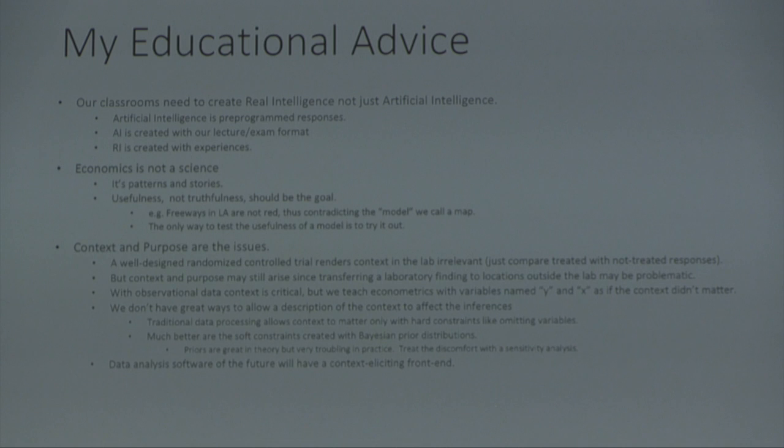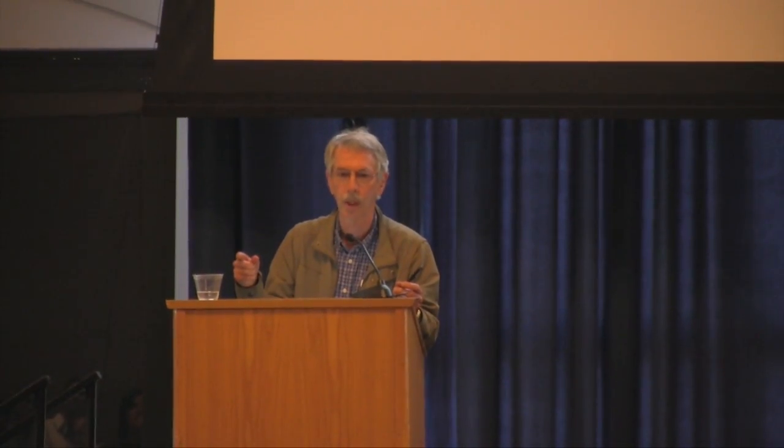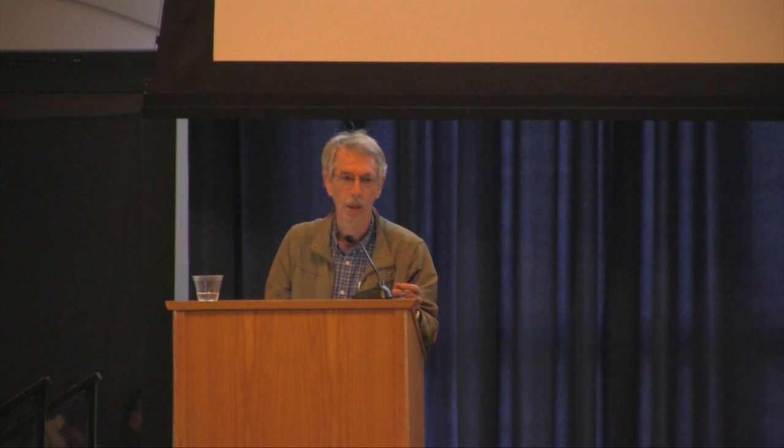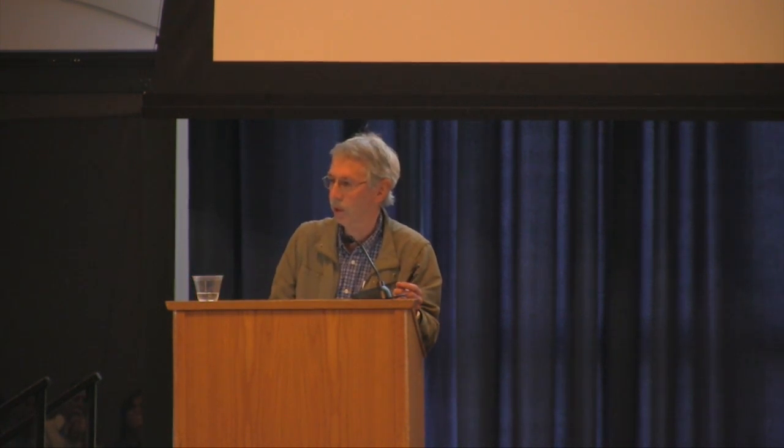Traditional processing allows only 0-1 hard constraints. You can either include the variable or not, or impose some kind of hard constraint. Bayesians are much better because they allow soft constraints, where the things are drawn from a distribution possibly centered around 0. But it's very hard to sell a Bayesian analysis, and sensitivity analysis might make this come alive. I really do think that the data analysis of the future will involve a front end in which the circumstance, the context, is elicited. Before you get to the data, you've got to have some kind of conversation with a computer to indicate that you understand the context.